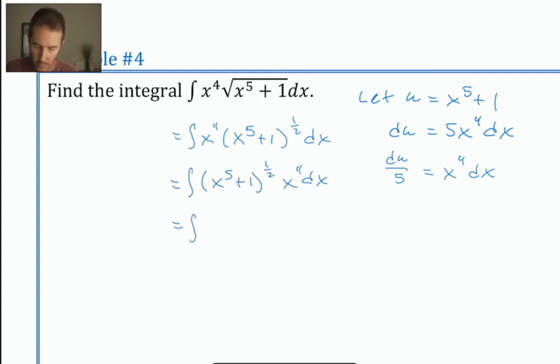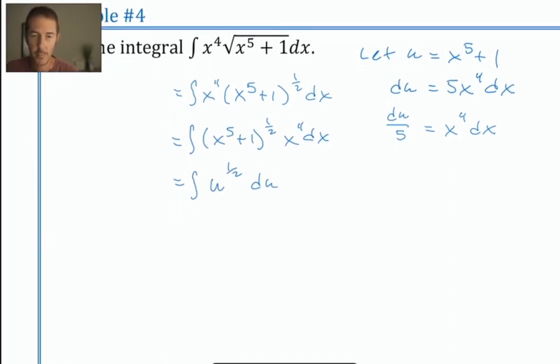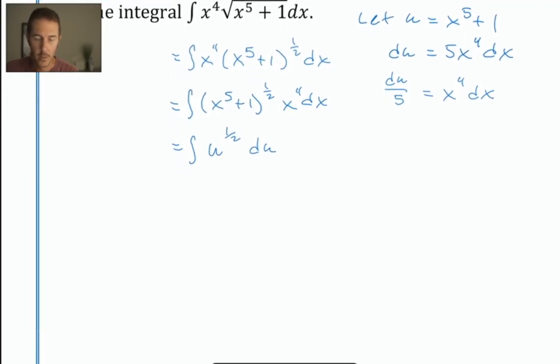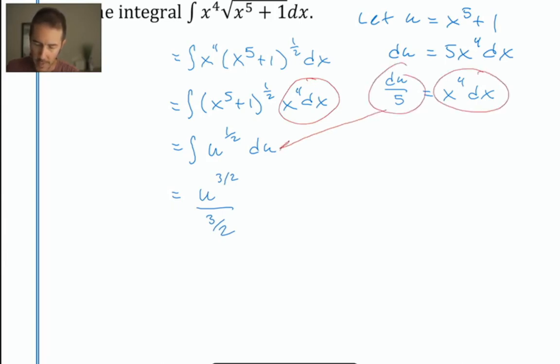All right, so it's the integral of u to the 1/2 times du. That is much easier to integrate than anything written above it. Let's increase our exponent by 1. Divide by the new exponent. Oh wait, sorry. Made a little mistake. When I replaced the x to the 4 dx, I should have replaced it with a du over 5. So this should say du over 5 right here.